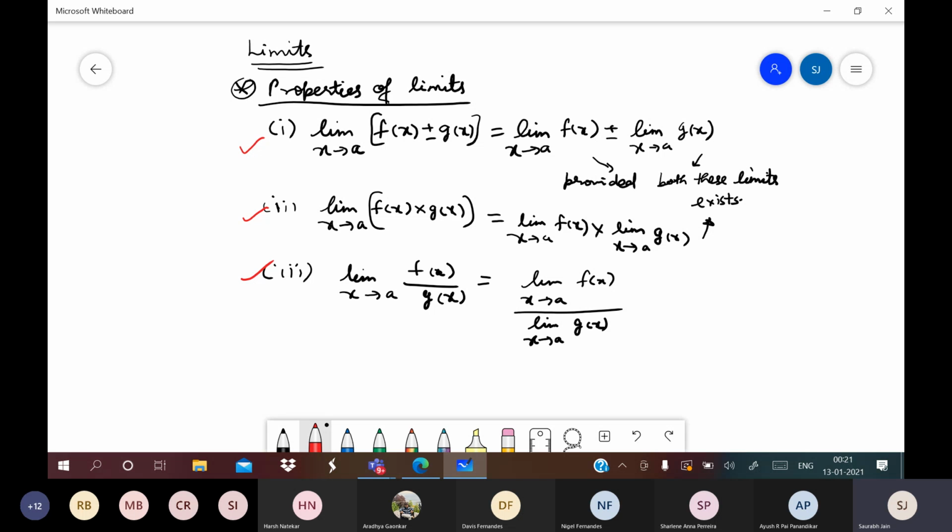However, it is not that simple. There is one important condition, and that condition is that both the limits must exist. Both the limits means limits like this, which are separated by a plus or minus sign or multiplication sign or division sign. In the last part, there is one extra condition: that the limit of g(x) should not be equal to 0. Just wait a minute.